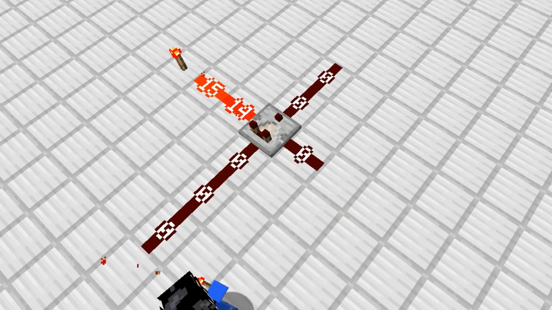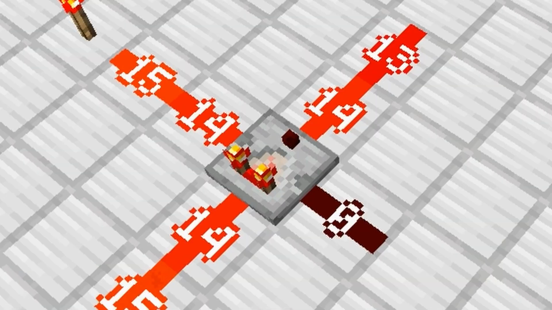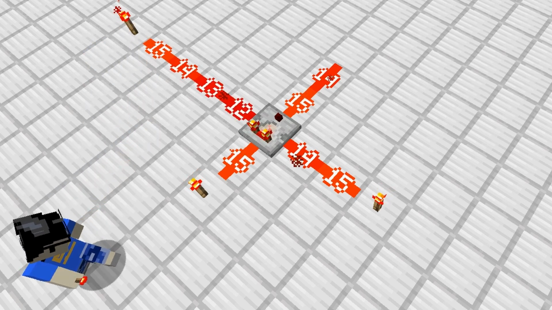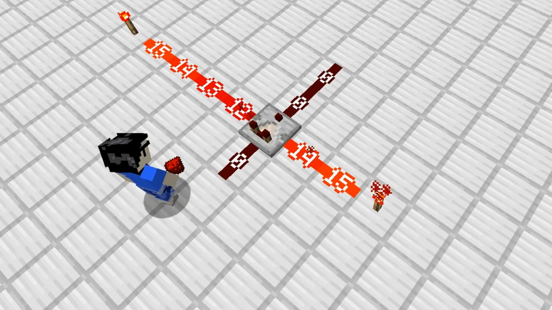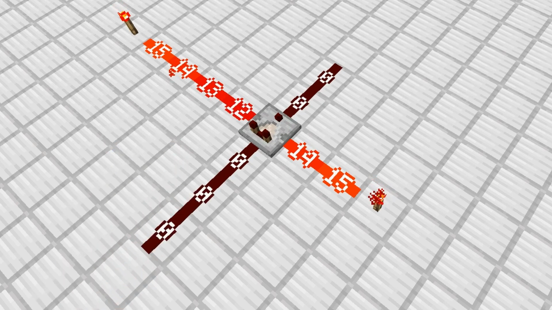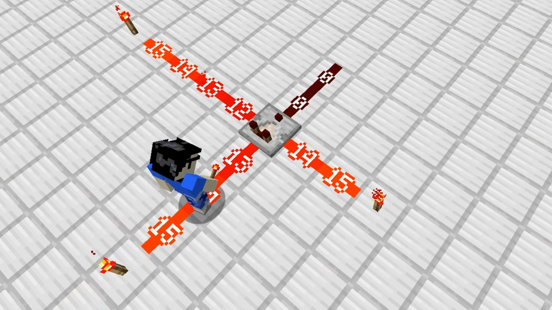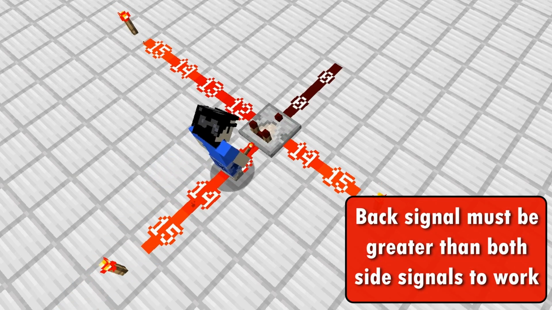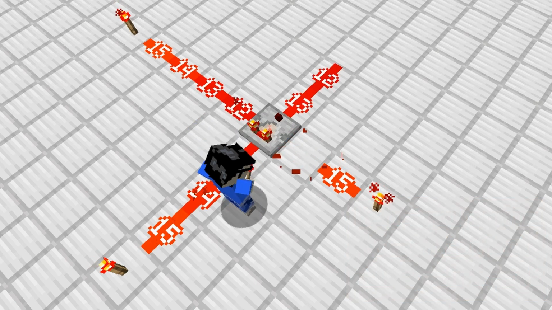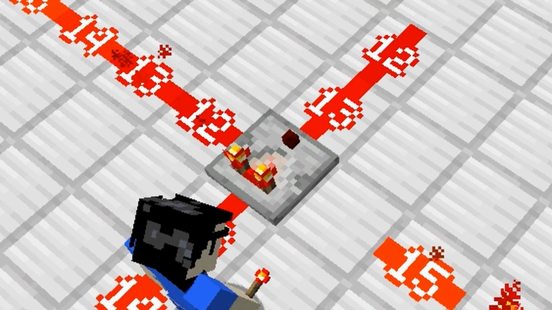Also, if it's a tie, the back wins. But if we've got a situation like this, it takes the higher of the two side signals. So in this case, the 12 coming to the left doesn't actually do anything. So this 13 is higher than the 12, but it still won't go through, because the 14 coming on this side is higher. If we take that off, it comes through.